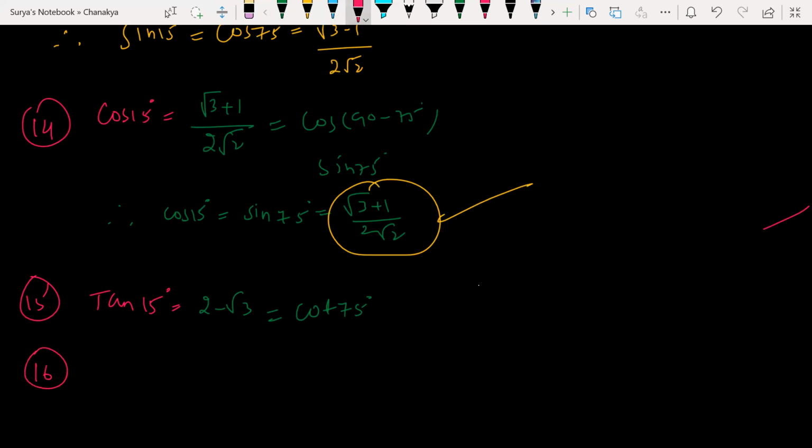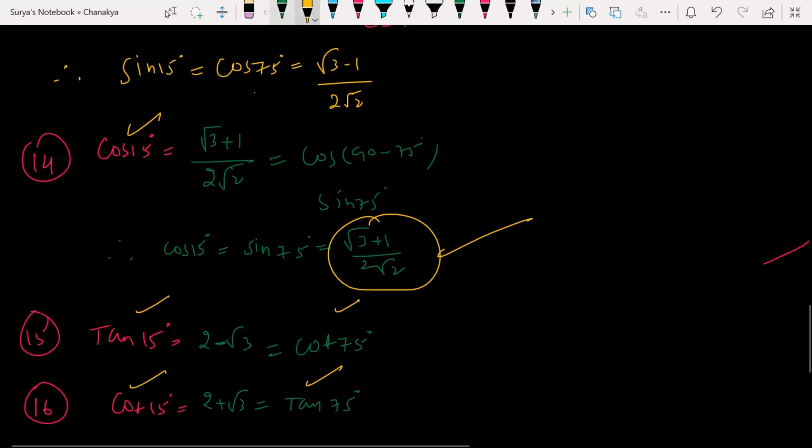So tan 75, so cot 75 I got now. Cot 15 is again the same, with plus instead of minus, which is equal to tan 75. So now I know tan 15, cot 75, cot 15, tan 75, cos 15, cos 75, sin 15, sin 75. Everything I know now. These are the things you must remember.